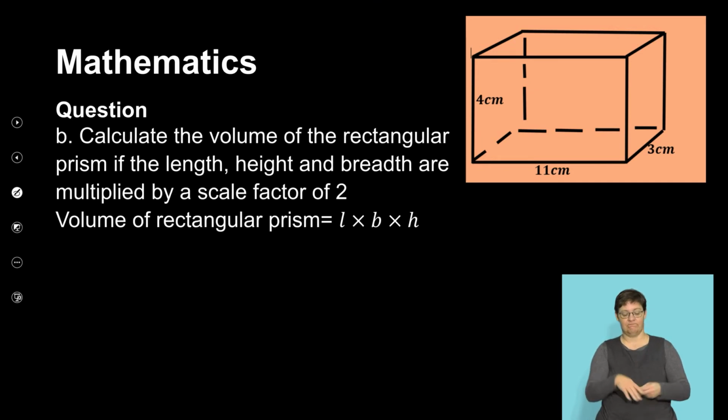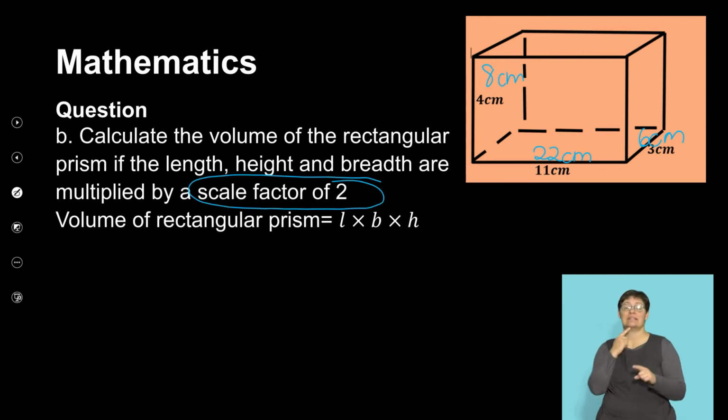Let's go to B. So it says, calculate the volume of the rectangular prism if the length, height, and breadth are multiplied by a scale factor of 2. So everyone, please remember that this means that now we're going to have 22 centimeters as our length, 6 centimeters as our breadth, and 8 centimeters as our height, because it has been multiplied by a scale factor of 2, which means I am doubling all of my lengths. There are two ways to go about this. You can either say 8 times 22 times 6, because these are your new values for the volume.